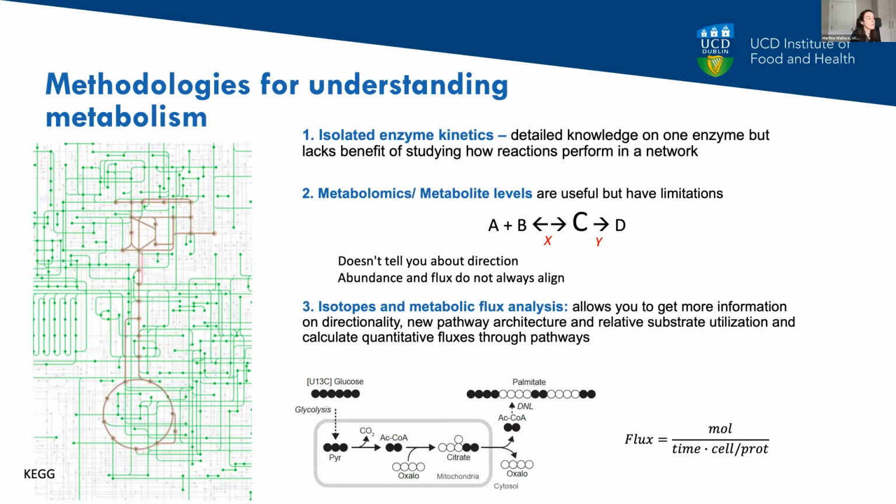So this allows you to get more information on directionality of metabolism and new pathway architecture. By following where these heavy labels go, you can find out if novel products are being produced, and also relative substrate utilization, and you can calculate quantitative flux through pathways. I spend most of my research in between these two areas: applying isotopes in cell culture and animals, and then using more classic metabolomics for human studies and also animals.